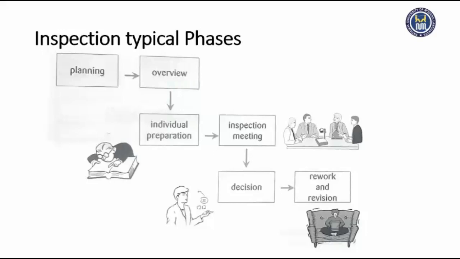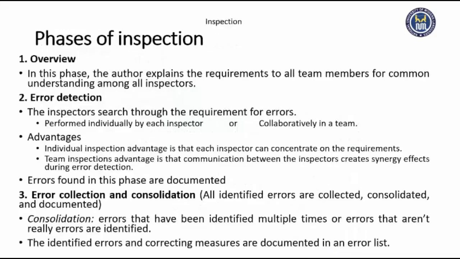So let's talk about the phases of inspection. The first phase is called overview. In this phase, the author explains the requirements to all team members for common understanding among all inspectors. Error detection is the second part. The inspectors search through the requirements for errors, performed individually by each inspector or collaboratively in a team.